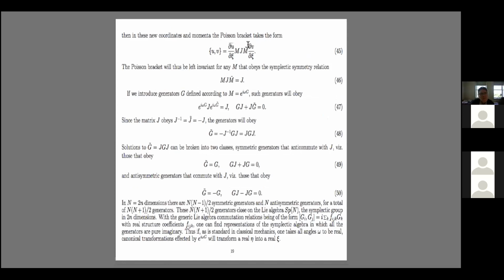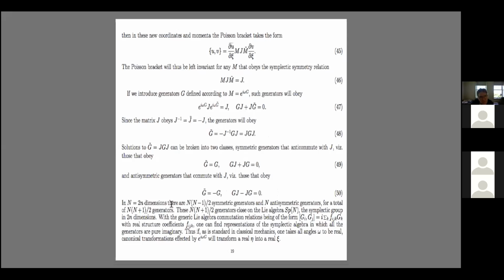So that's the condition. And now let's see what it is. We introduce generators G, where M is e to the i omega G, and we want J to obey these relations. Then we find that the generators obey this relationship, and there are two solutions: G is symmetric and anti-commutes with J, or G is anti-symmetric but commutes with J.